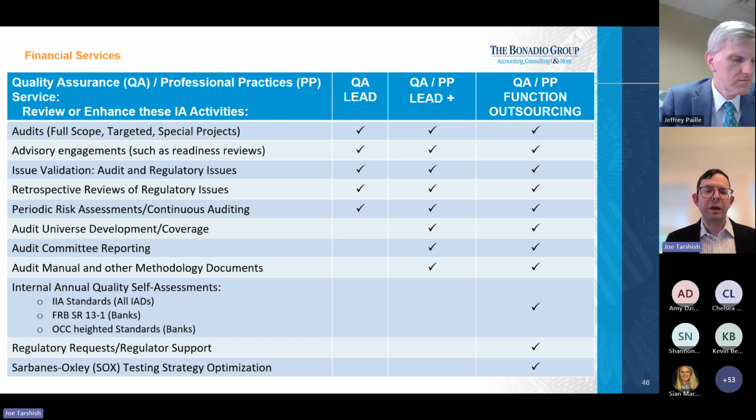If you are a bank and you're subject to FRB and OCC requirements, there are those specific annual assessments that an audit department will do. And QA and professional practices functions are certainly a part of those reviews, and an outsource expert will help you with that. Regulatory requests would be covered, and Sarbanes-Oxley testing, if you're doing that, looking at how well you're doing it and optimizing, looking at the controls you're testing, looking at where those controls are tested. Are they being tested both in SOX reviews and IA reviews? Trying to eliminate any duplication for better efficiency.